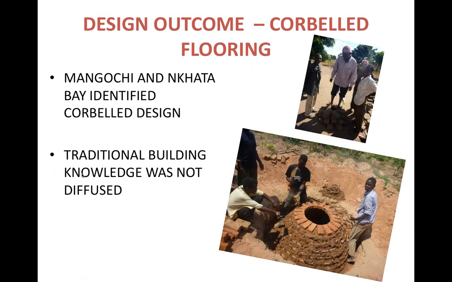So there were two main designs that came out very strongly. Well, sorry, there was one very main one that came out, and it was the corbelled flooring. Corbelling is basically just putting one brick over another and overlaying it. It was identified in two areas, Mangochi and Nkhata Bay, and a number of households were already doing it. But it was a traditional building knowledge that was not well diffused and hadn't really been refined in any way. The top picture is a local chief in Mangochi saying, we can do corbelling, and he showed us very quickly and stood on it. The bottom corbelled one that looks like a beehive is one that's been refined by Mzuzu University, and I can talk about that a bit further.